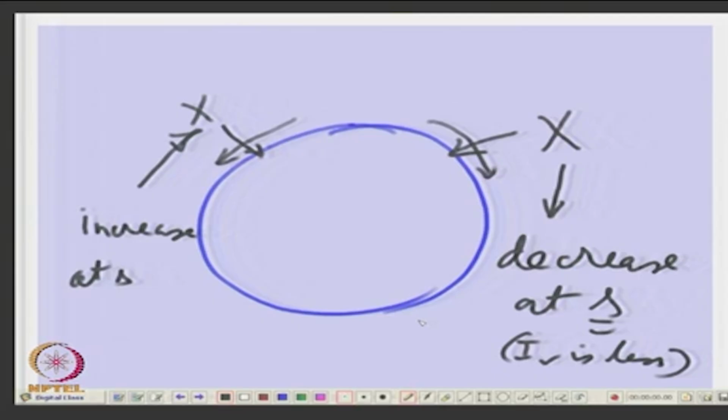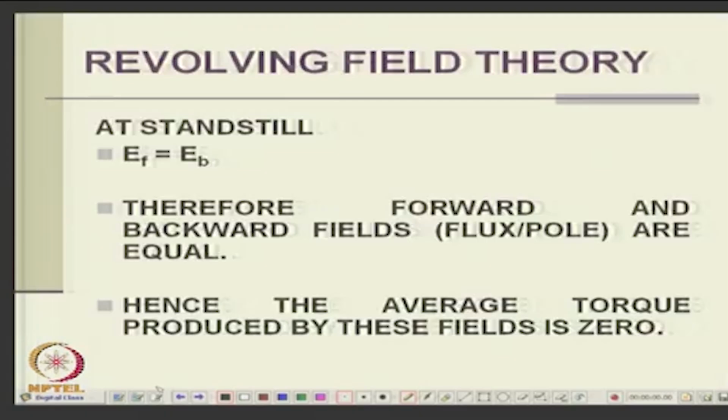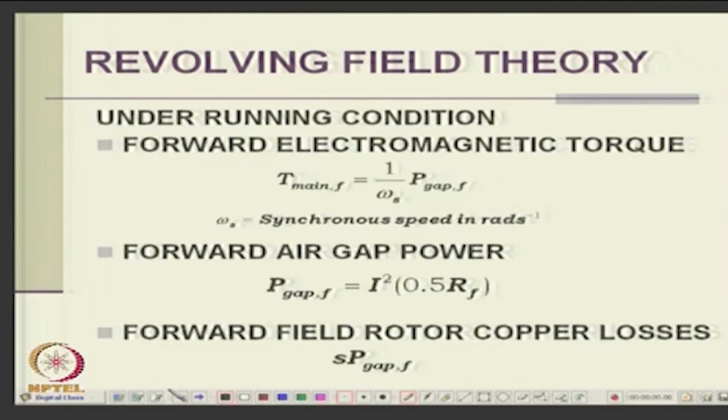But due to the backward field, what will happen? Rotor current will be more, because it is running at your induced EMF at the rotor. If you look at the bars, they are having more change of flux, d phi by dt. So, IR increases. So, rotor MMF will be different. Therefore, forward and backward fields are equal at start, and then the average torque is 0. Now, running condition.